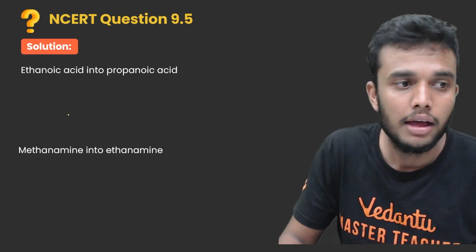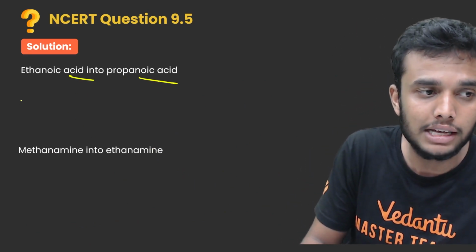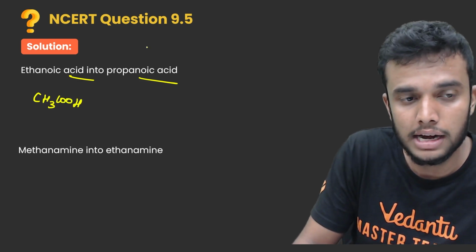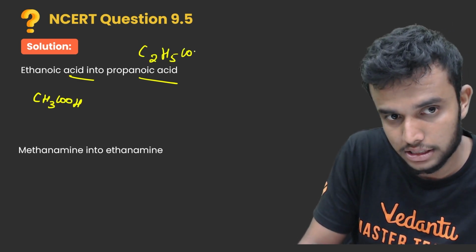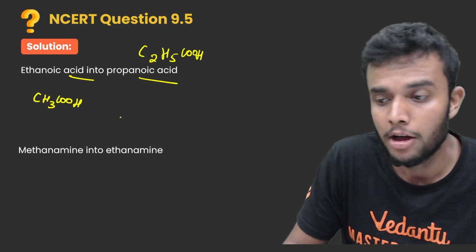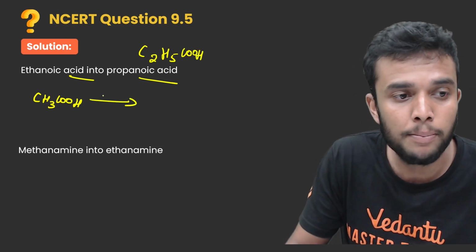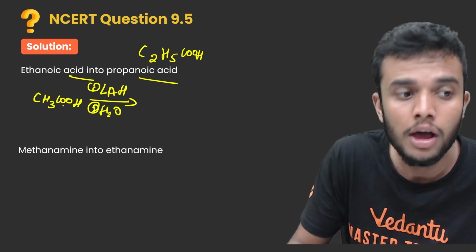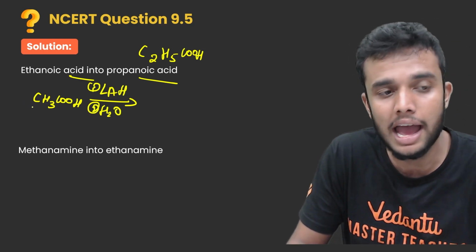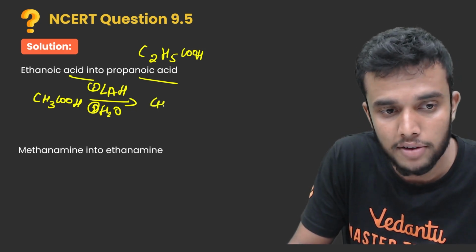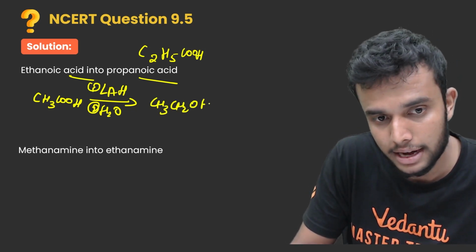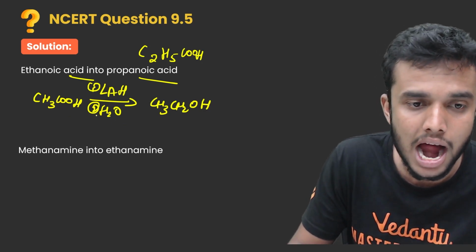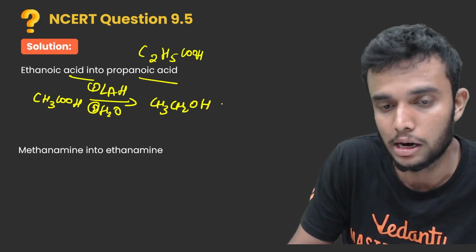Okay, next one, ethanoic acid into propanoic acid. What is the structure of ethanoic acid? CH3COOH. We need to convert it into C2H5COOH, which is called propanoic acid. First step, using lithium aluminum hydride and H2O, reduction. If we reduce this, what do we get? One oxygen gets removed and we get an alcohol compound.